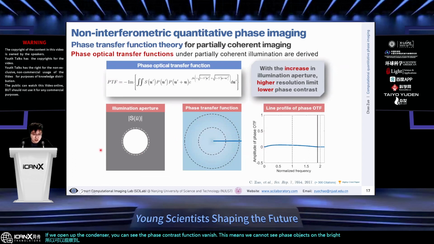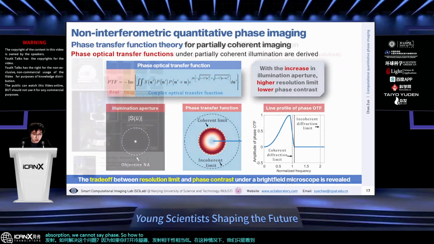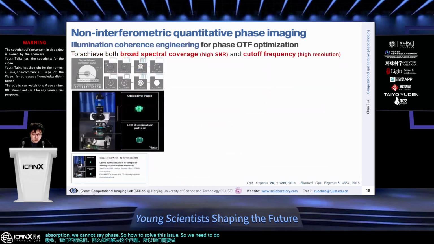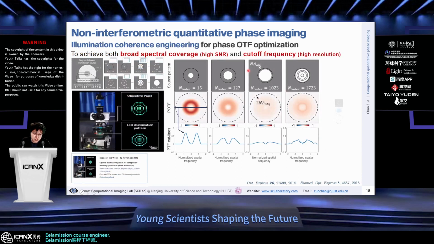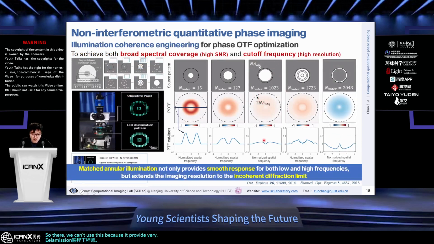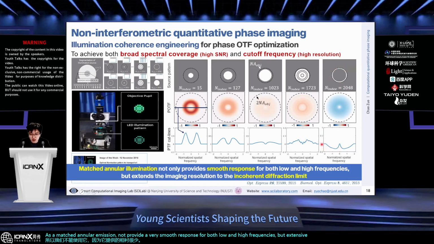We have to solve this problem, because if we open up the condenser, the illumination coherence is quite low. In this case, we can only see absorption. We cannot see phase. So how to solve this issue? We need to do illumination coherence engineering. We can't use this because it provides very little phase contrast. And we found that the matched annular illumination provides a very smooth response for both low and high frequencies, and extends the image resolution to the incoherent diffraction limit.